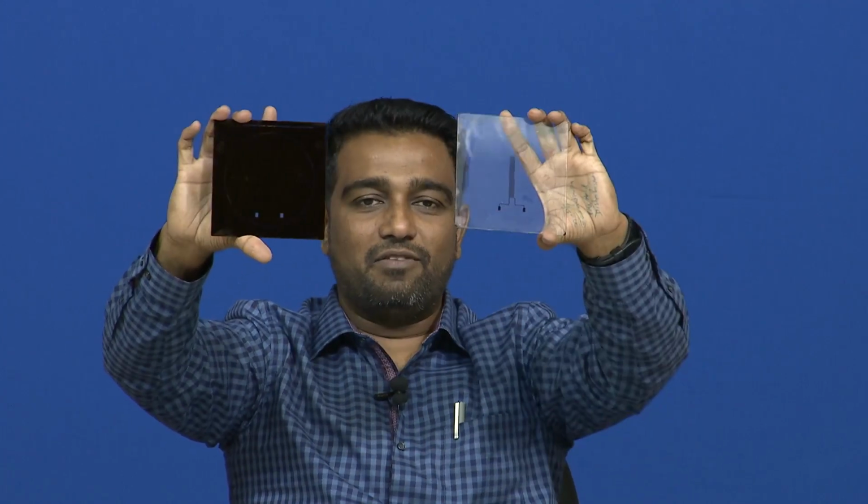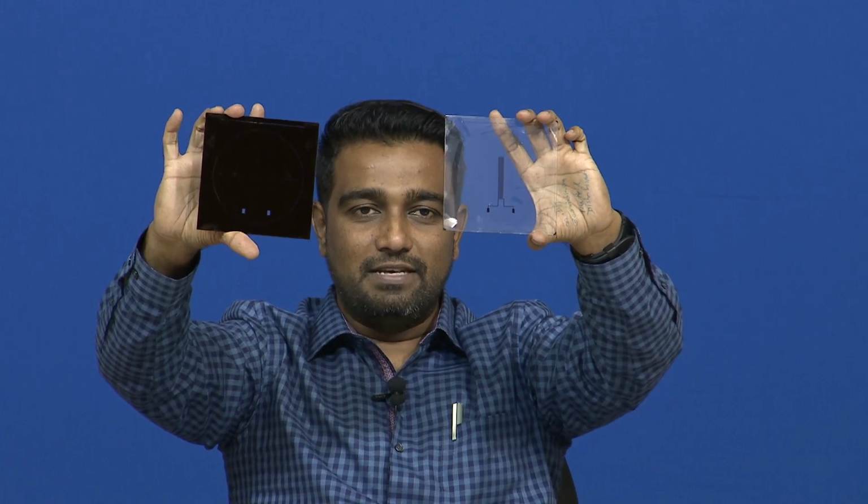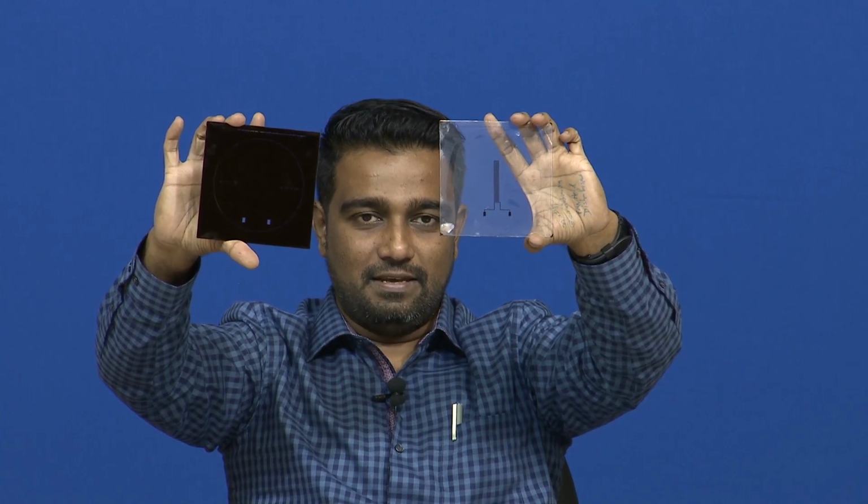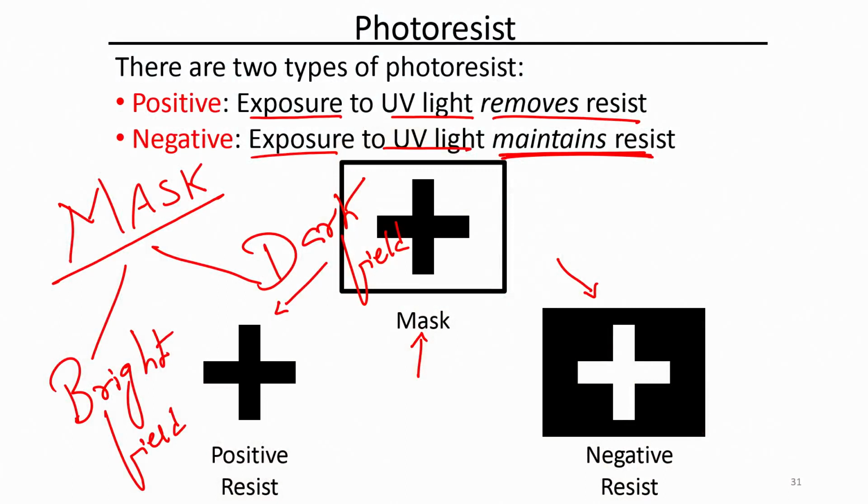So, this is your bright field mask, this is your dark field mask, very easy to identify. Both are 5-inch mask. So, coming back to the screen: photoresist, positive, negative, mask, bright field, dark field.